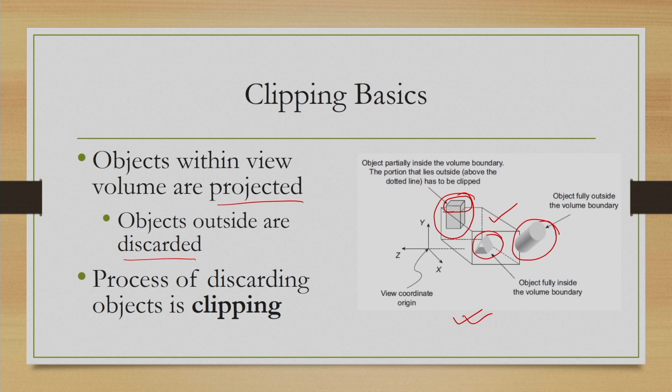So, we have three situations. In one case the entire object is within the volume, so the entire object is projected. In the other case the object is partially within the volume, so the part within the volume will be projected, whereas the outside part will be discarded. And in the third case we have the entire object outside the volume which will be discarded. Now, the process of discarding objects is called clipping. So, before projection we should perform clipping, and then whatever objects remain should be projected.